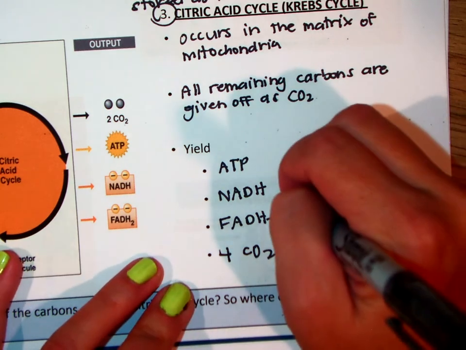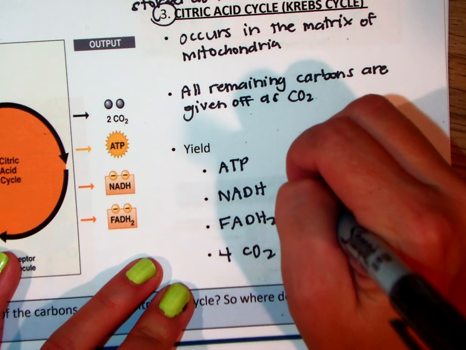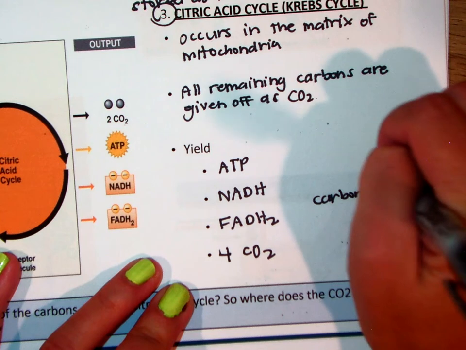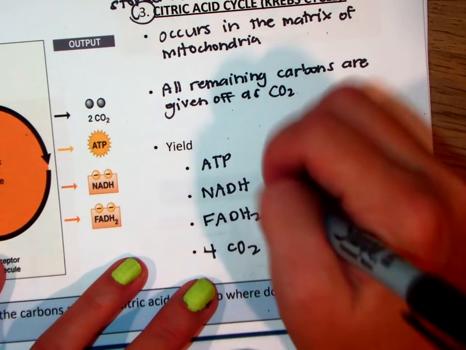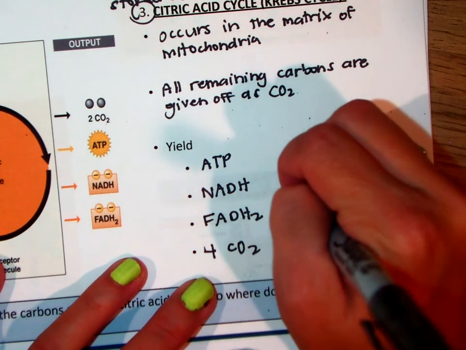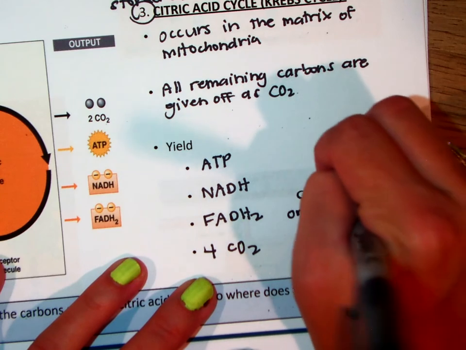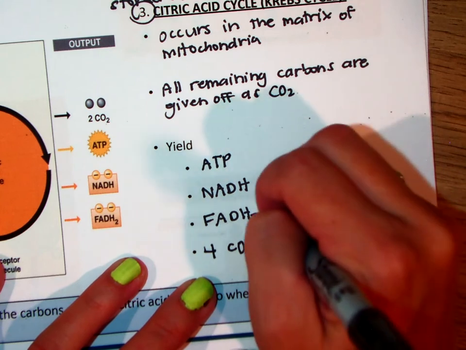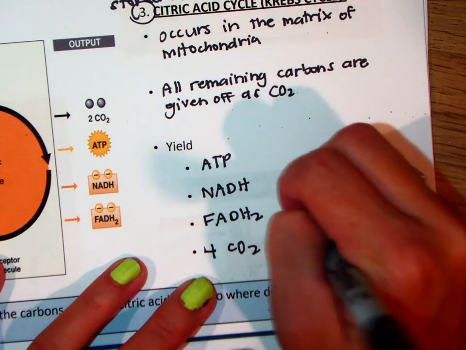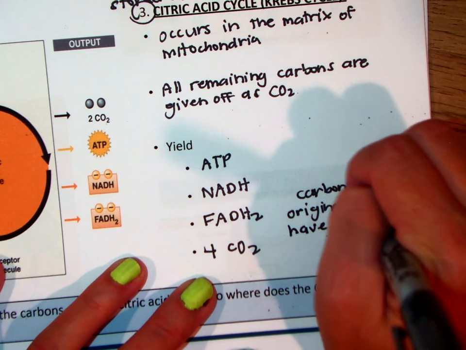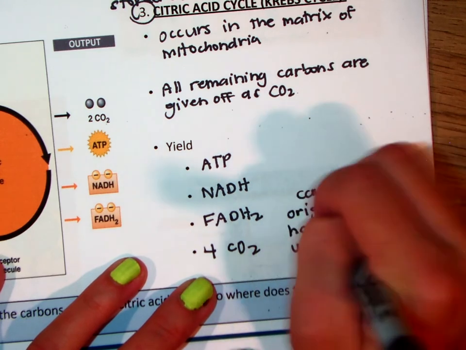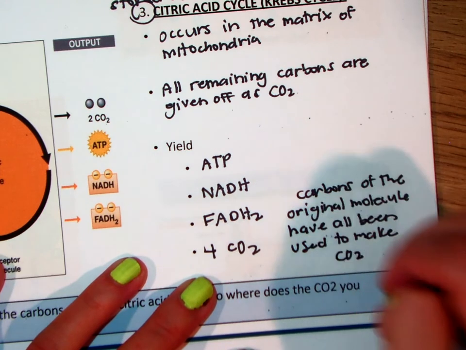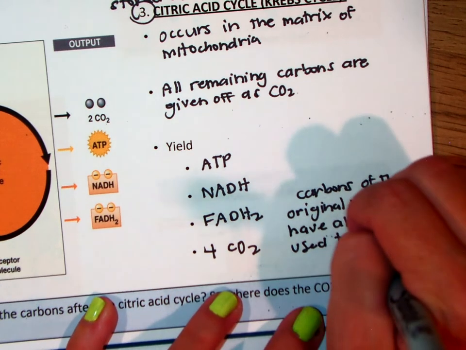So at this point, at the end of the Krebs cycle, the carbons of the original glucose molecule have all been used to make CO2 that you exhale.